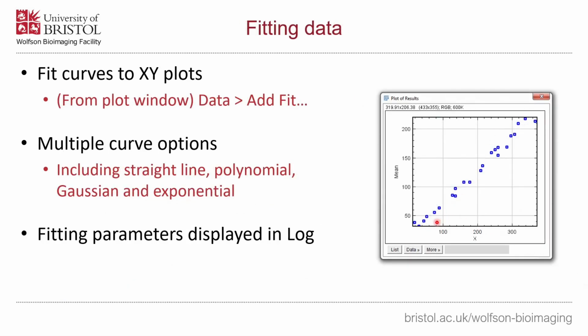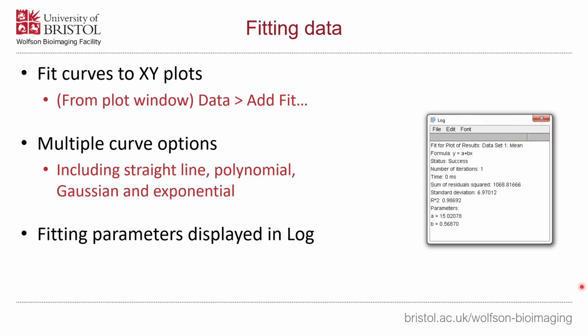If you've got an XY scatter plot like this, you can go to Data and then Add Fit, and that's done from the plot window, and then you'll get multiple curve options. So you could do things like straight lines, multiple order polynomials, Gaussians, exponentials, and a bunch of other plots. When you do fit this, and I've just gone for a straight line here, you'll see the results displayed in the log window. These are just the fitting parameters.